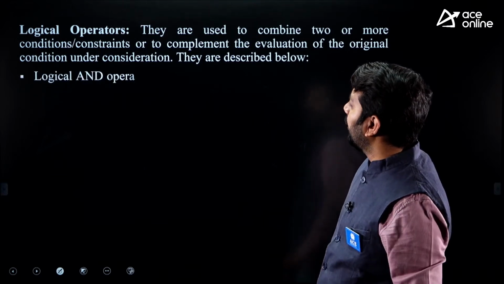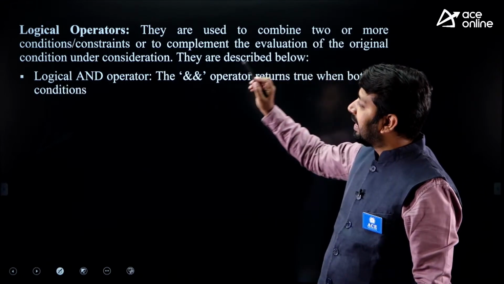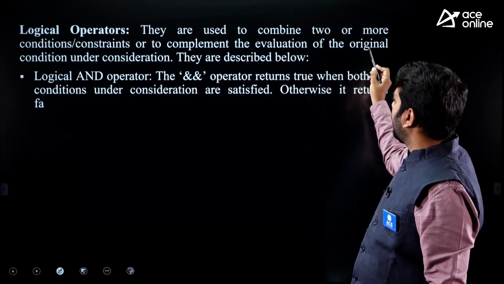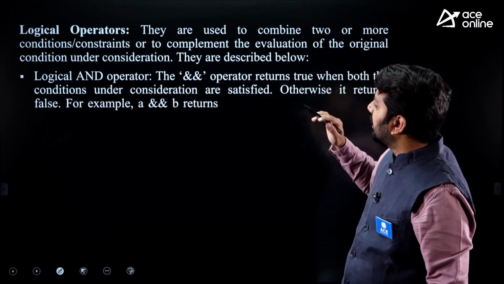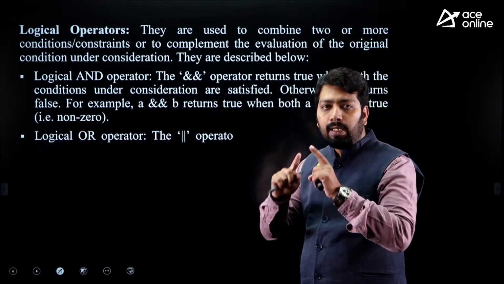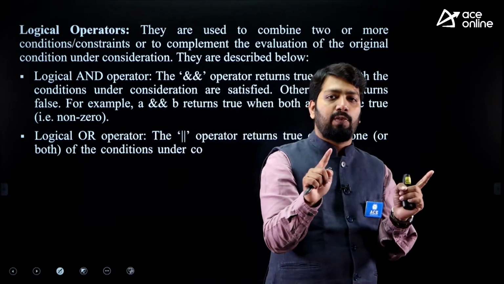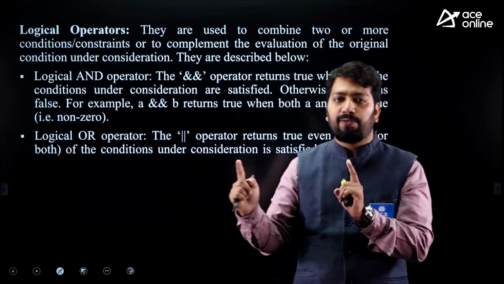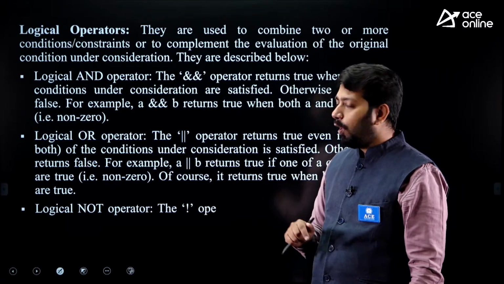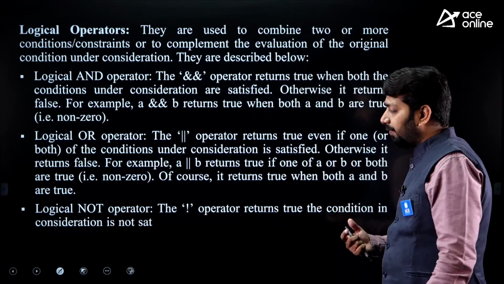Okay. So logical operators are used to combine two or more conditions and constraints, or to complement the equation of the original condition under consideration. Let's talk about logical AND and logical OR. In logical AND, both the operands must be true, then only you will get the answer true. In logical OR, if any of the operands is true, you will get the answer true. Same way there is a logical NOT. What does it do? It will change whatever we are getting.